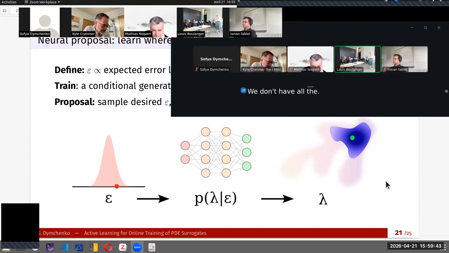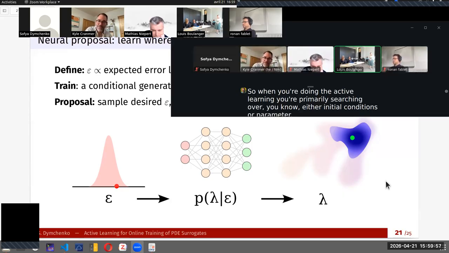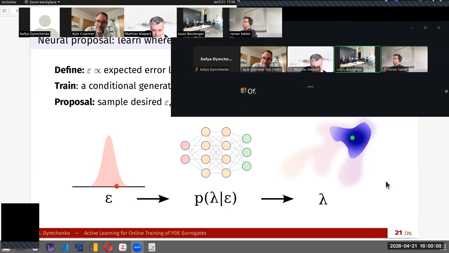I guess another question I was wondering is, when you're doing the active learning, you're primarily searching over either initial conditions or parameter space of the systems themselves. I'm curious if you looked much into trying to sample or optimize over other kinds of things, for instance hyperparameters in the learning algorithms, or maybe hyperparameters in the solvers themselves.